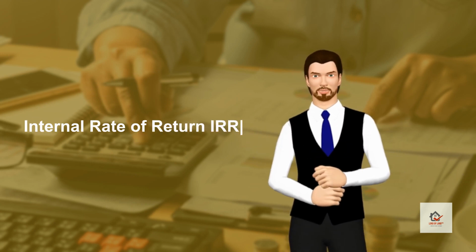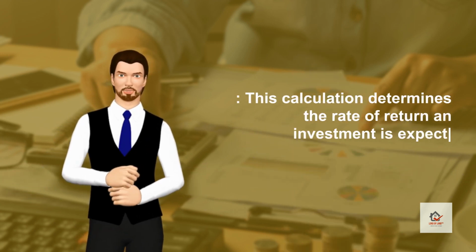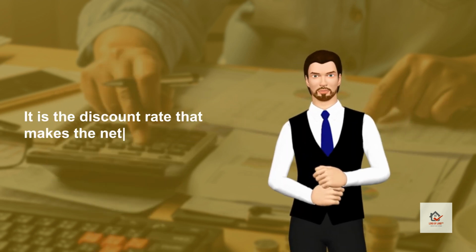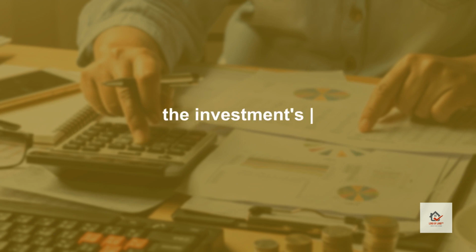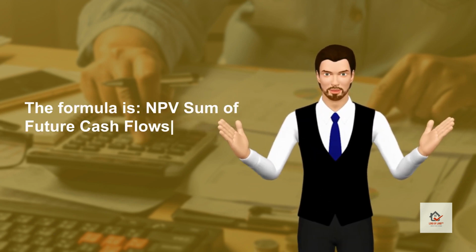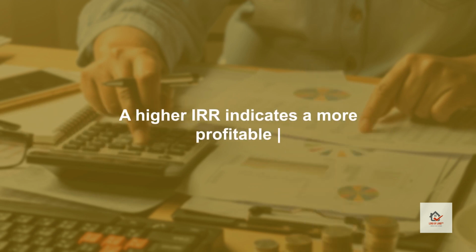Internal rate of return (IRR). This calculation determines the rate of return an investment is expected to generate. It is the discount rate that makes the net present value of the investment's cash flows equal to 0. The formula is NPV equals the sum of future cash flows divided by (1 + IRR) to the power n, minus the initial investment. A higher IRR indicates a more profitable investment.